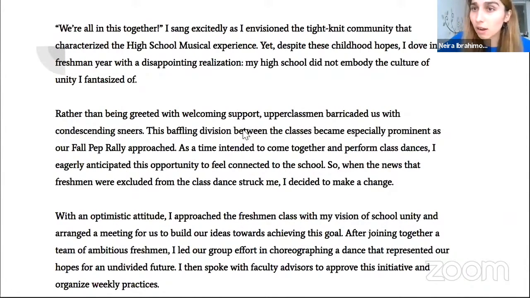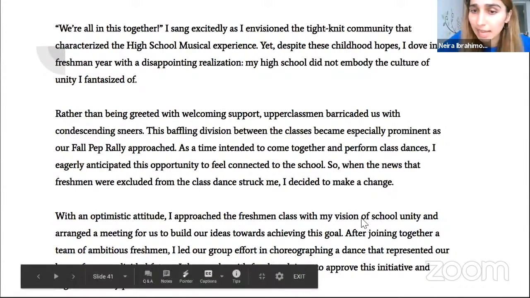But instead of focusing specifically on that unity and why that unity is important to me, I focused on taking initiative, being proactive. Over here, I say, I approach the freshman class with my vision. This is showing taking initiative. I decided to make a change. This is a key phrase for taking initiative.